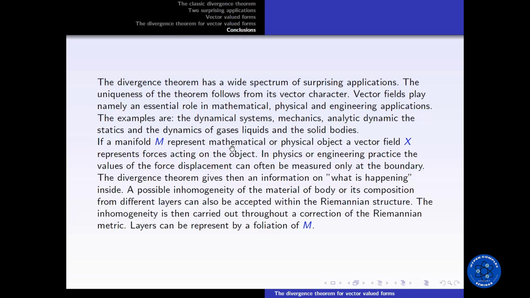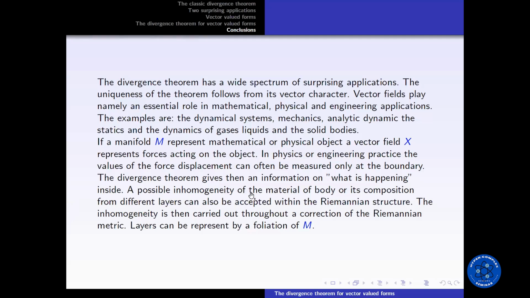If a manifold represents a mathematical or physical object, a vector field represents forces acting on the object. In physics and engineering practice, the values of the force displacement can often be measured only on the boundary. We don't see what is inside. Well, you can measure things on the boundary. The divergence theorem then gives some information on what is happening inside.